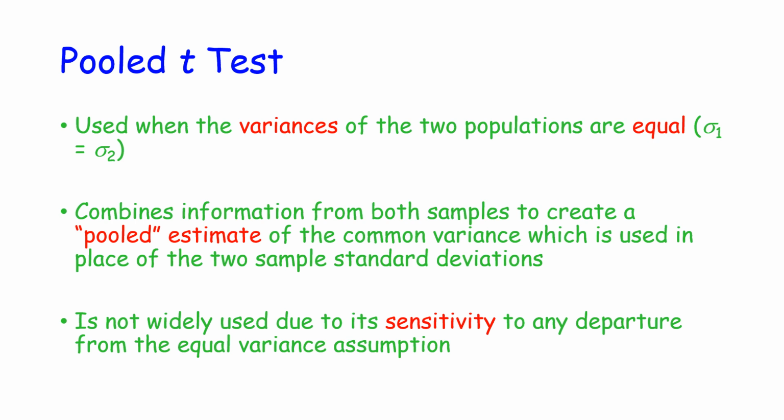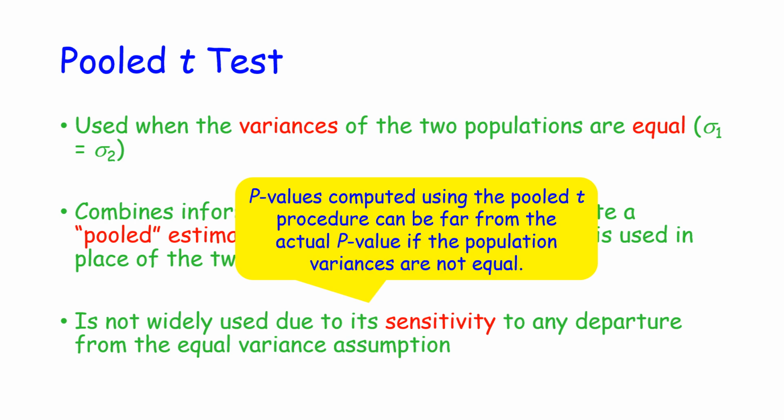In fact, it's rarely used due to its sensitivity to any departure from the equal variance assumption. P-values computed using the pooled t procedure can be far from the actual p-value if the population variances are not equal. Hence one of the reasons why it's not widely used.